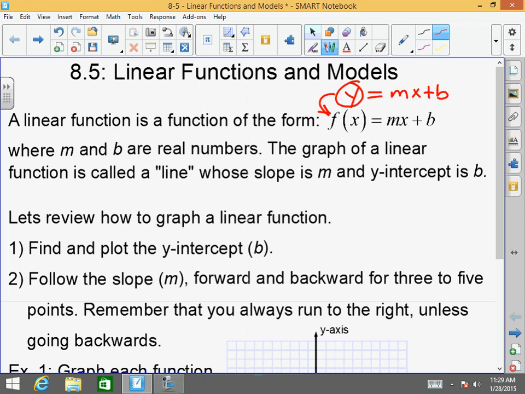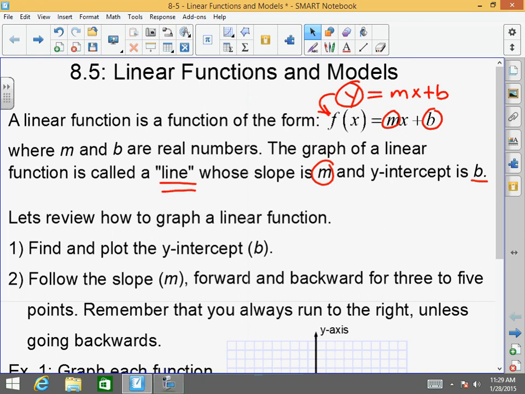The graph of a linear function, just like a linear equation, is a line, whose slope is m, and whose y-intercept is b. Remember that the slope is a rise over run when it's positive, or fall over run if it's negative. Remember that the y-intercept is the y value on the y-axis when x is 0. Okay?